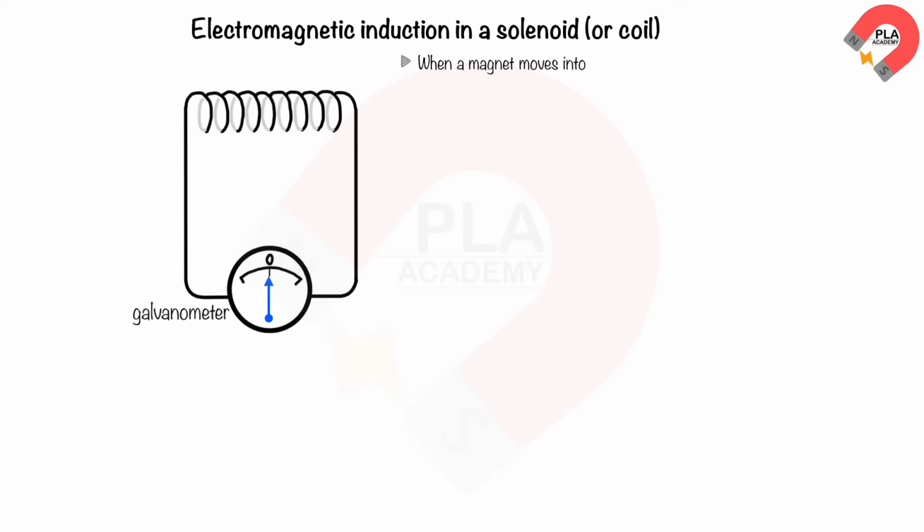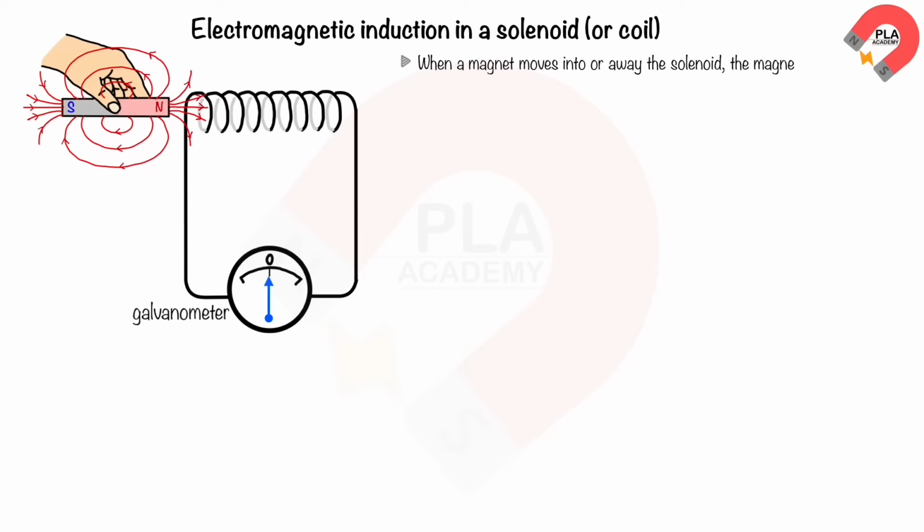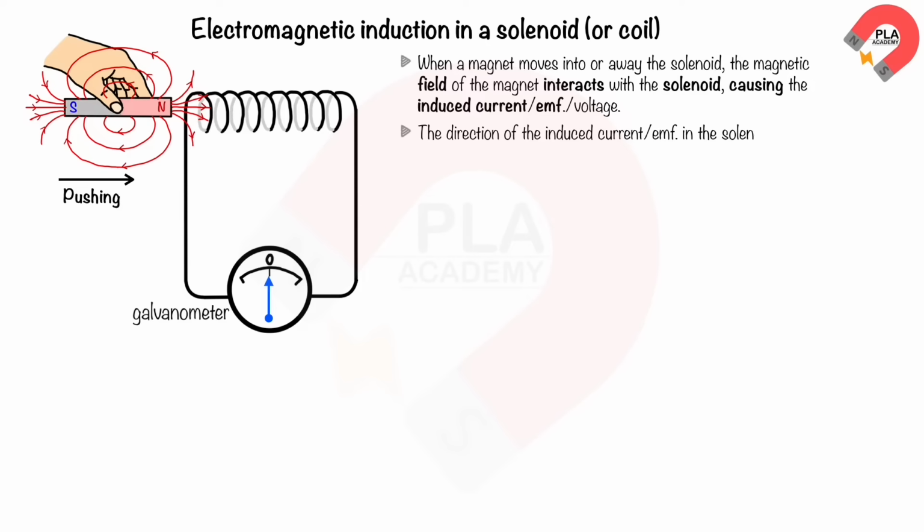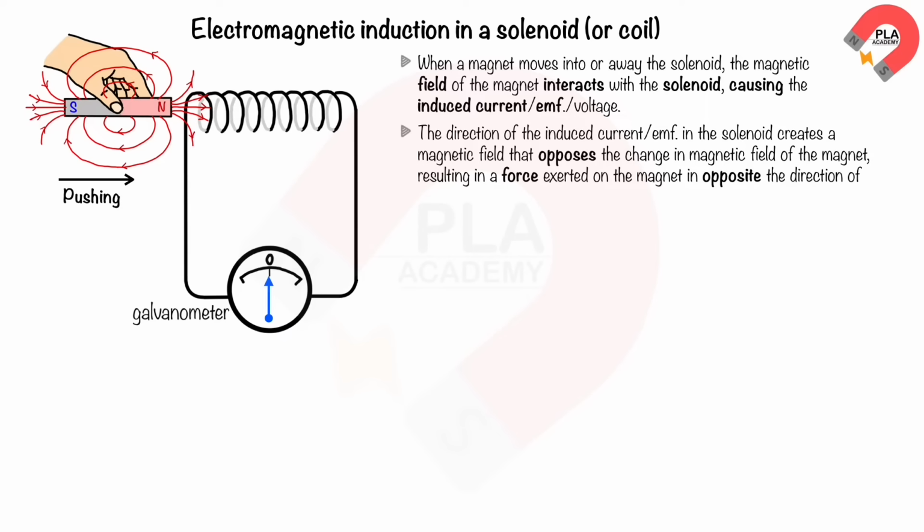We can conclude electromagnetic induction in a solenoid or coil as follows: when a magnet moves into or away from the solenoid, the magnetic field of the magnet interacts with the solenoid, causing an induced current, or EMF, or voltage to flow in the solenoid. The direction of the induced current creates a magnetic field that opposes the change in magnetic field of the magnet, resulting in a force exerted on the magnet opposite to the direction of its movement. This is known as Lenz's law, which states that the direction of induced EMF in a circuit always opposes the change in magnetic field that produced it.